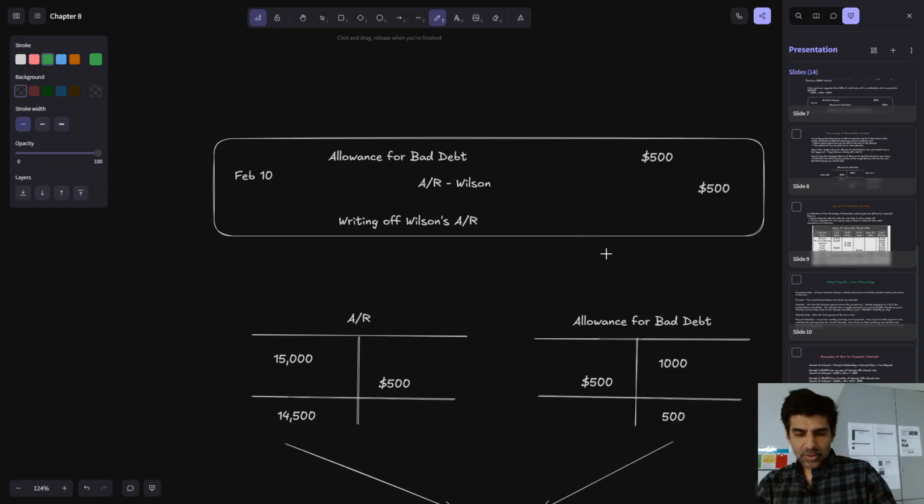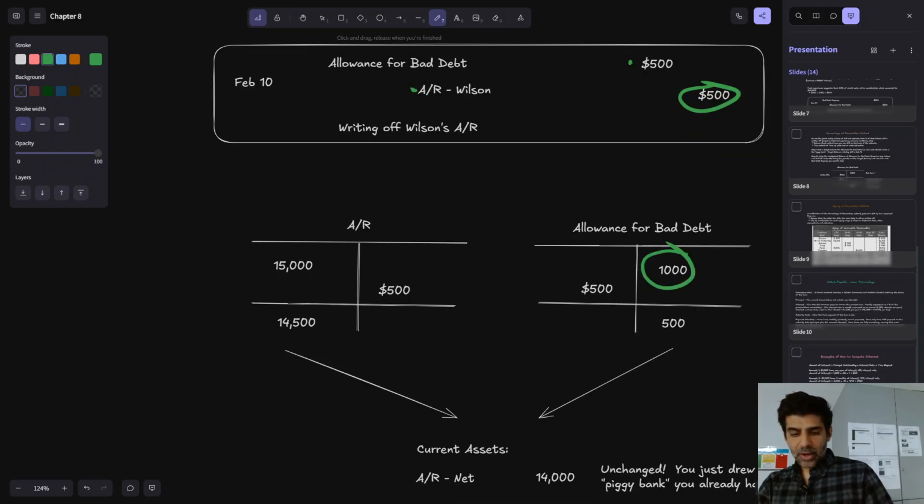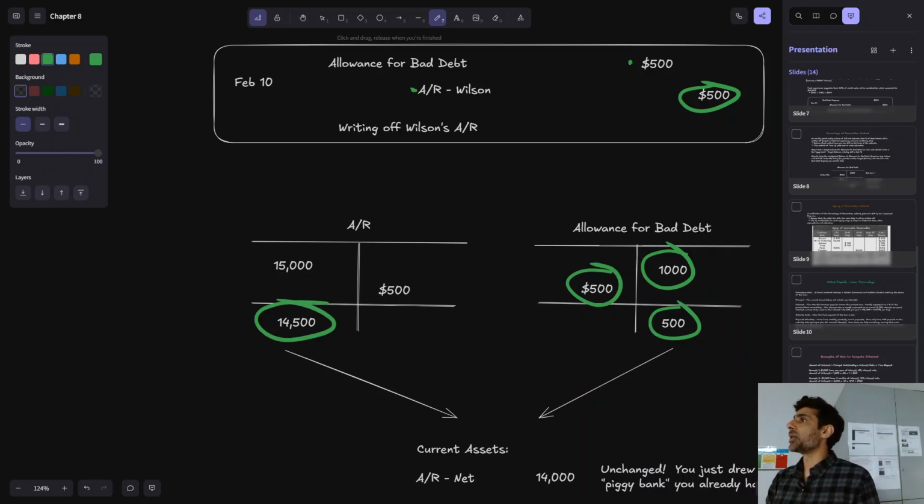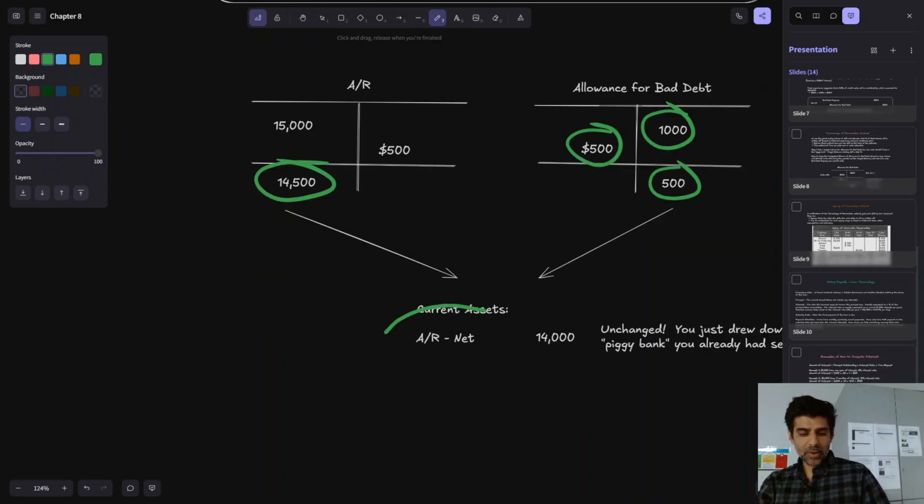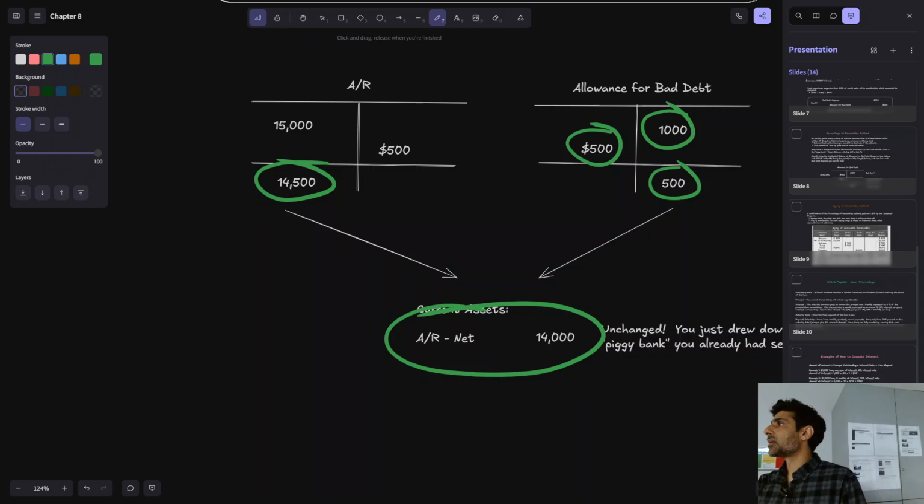Okay, so when we actually go ahead and write it off, we saw here, right? We wrote off this guy, Wilson. We realized he's not going to pay us, and we then dipped into this piggy bank of $500. So this allowance for bad debt gets reduced. Our piggy bank is smaller now. Our accounts receivable is smaller because we've written off some of it, but the net amount is still unchanged. That's an important concept to keep in mind: these two together give a net amount that's already presupposed some amount that we're expecting not to collect.